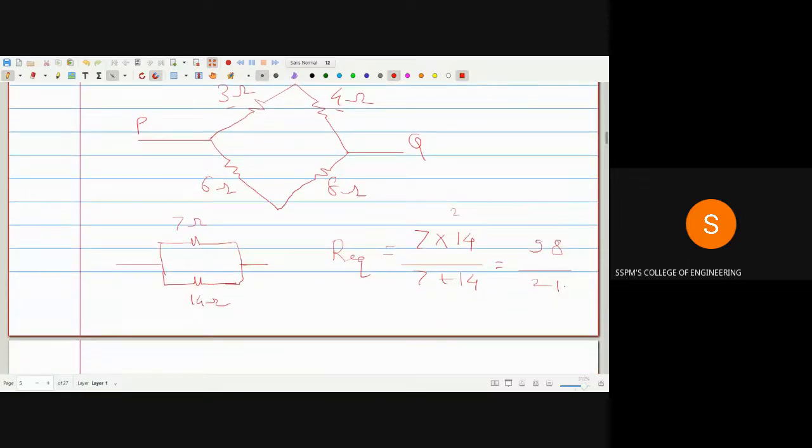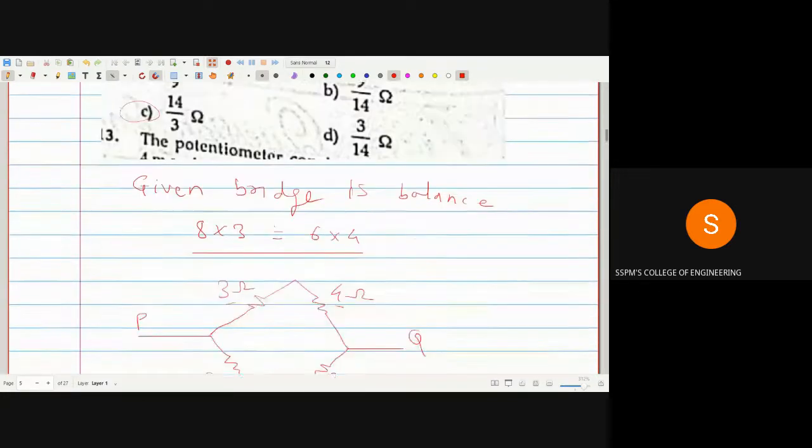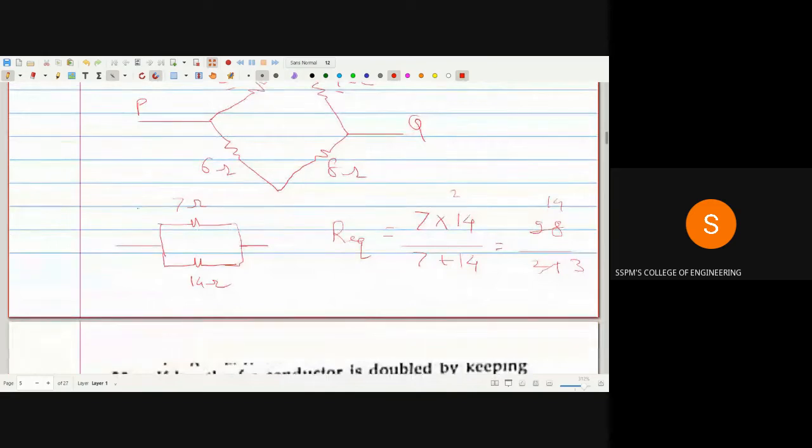इथे काय करा, 7 ने हे करा. 7 into 3 is 21. 7 into 14 is 98. So the answer is 14 divided by 3 येणार. The option C येणार, isn't it? So 98 divided by 21 is equivalent to 14 divided by 3.